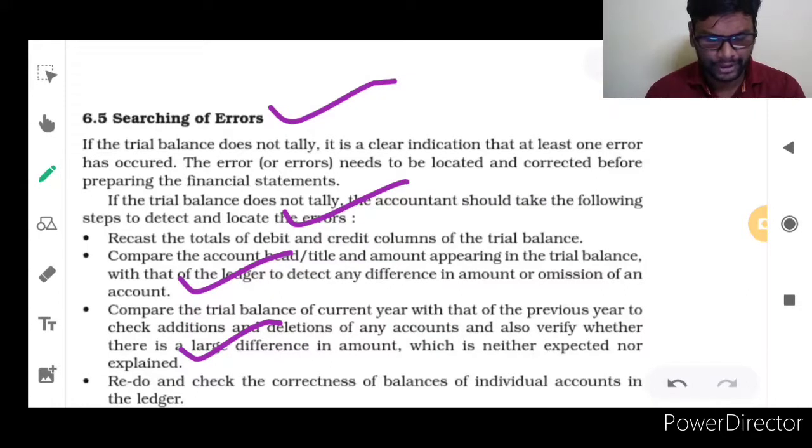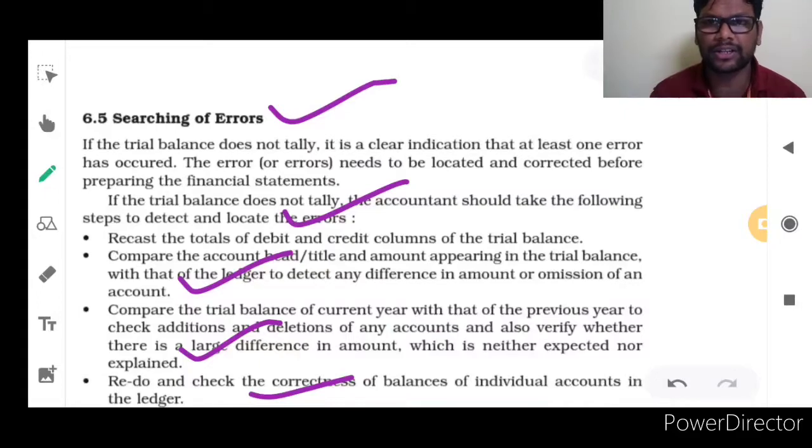And the fourth one is to redo and check the correctness of the balances of individual accounts in the ledger. He is checking each and every account's balances. You know, a ledger account is a separate, original account. After preparing the journal, we do posting from the journal to the ledger, isn't it? It is the original, separate, individual account. Those individual account balances will be checked by the accountant, because he is scrutinizing each and every single account.